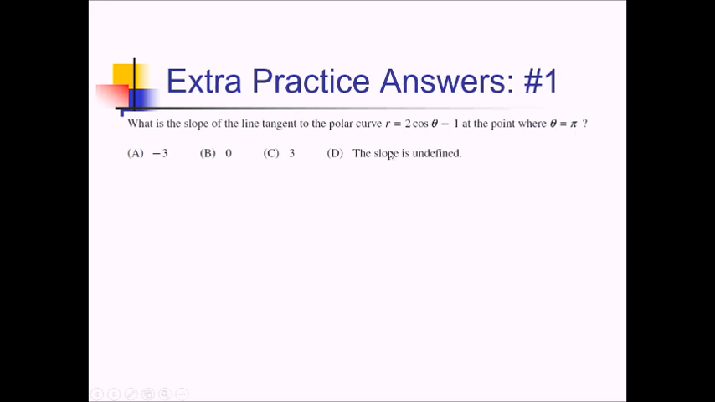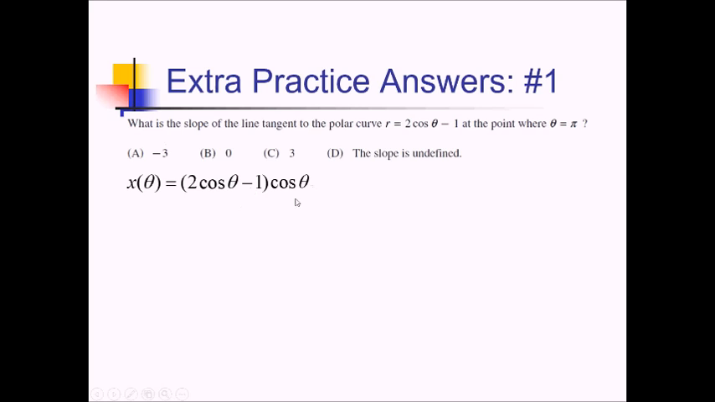So we need to express this parametrically in terms of x and y, and then we can do y prime of pi over x prime of pi to get our answer. So for x in general, we have x equals r cosine of theta. So in this case, we have x equals this r value, 2 cosine of theta minus 1, times the cosine of theta that's normally part of our x equals r cosine theta formula.